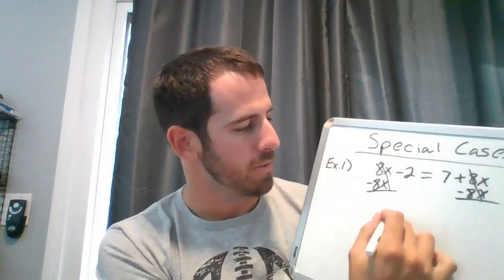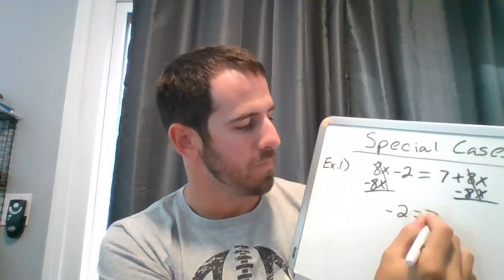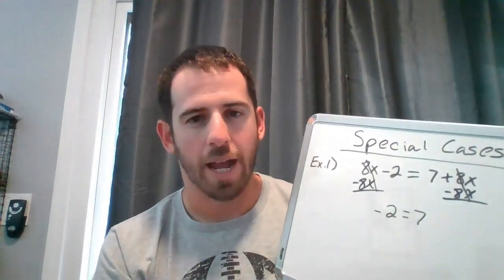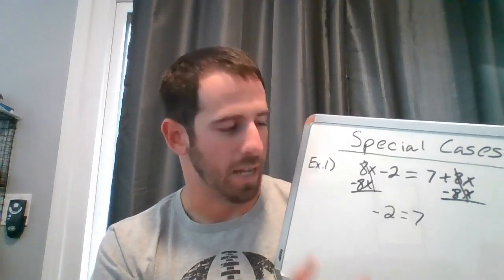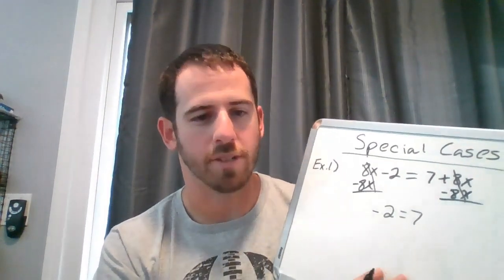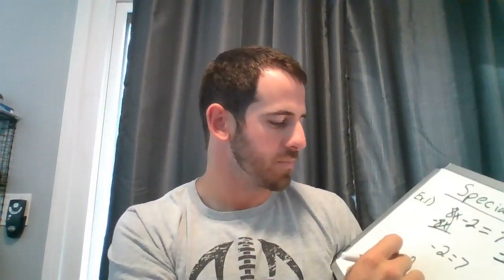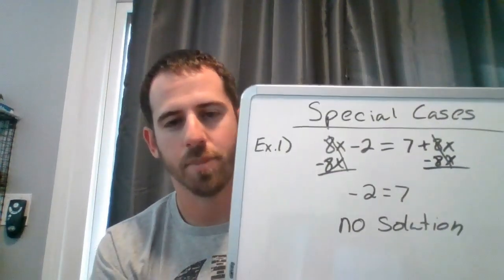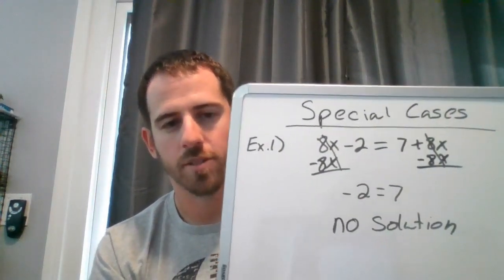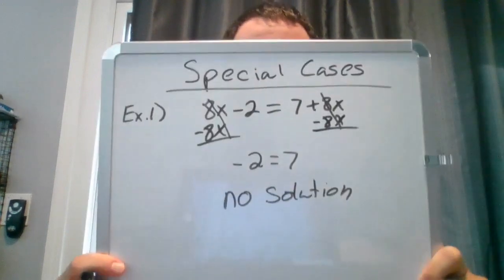Rewrite what you have. We have negative 2 equals 7. Ask yourself, is this a true statement? It's not a true statement. Obviously, negative 2 is not equal to 7. So therefore, we say no solution. This is your first type of special case. So go ahead, pause the video if you need to.